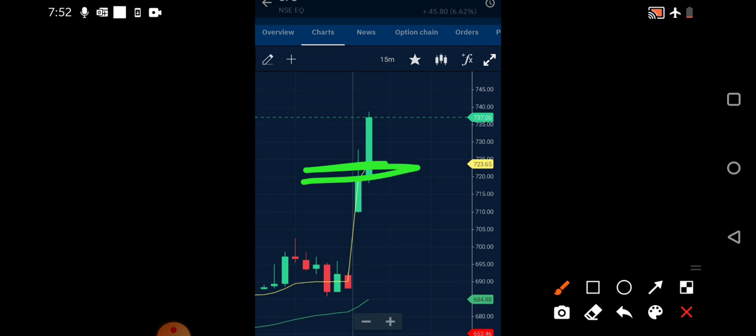So you need to book the profit when it is below VWAP, and you need to continue, basically carry forward your trade, if it is trading above VWAP itself. So don't exit immediately. If you're in heavy quantities, it is well and good to take the profit, but if you're doing small quantities, it is always advisable to carry forward if it is trading above VWAP.